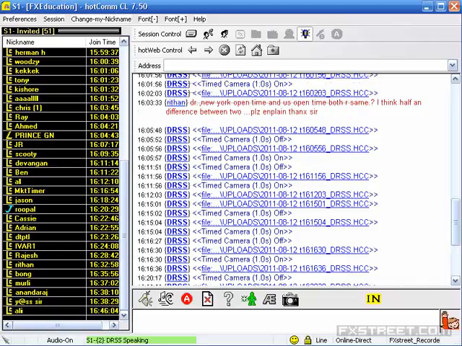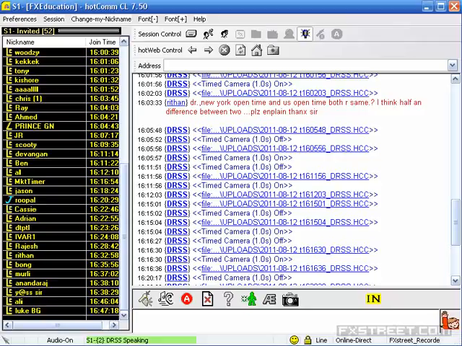New York open time and US open time, both are same. I think half difference between two. Please explain. See, what you conventionally use as the time is not being used by the other players. That's what I can say. I don't know the reasons for that, but the players do it when the local time is 9:30, the banks start making the currency conversions for that of their exporters and importers.